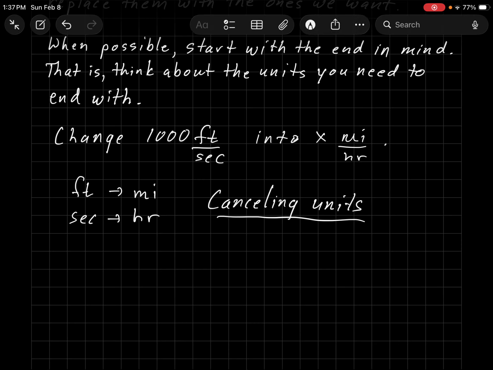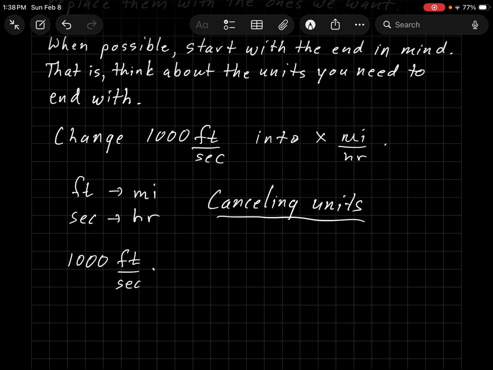Instead, we're going to do this by canceling units. And that's what I want you to think. We're going to cancel units. So let's change feet per second into miles per second. Let's just do that thing. That is, let's change our feet to miles.